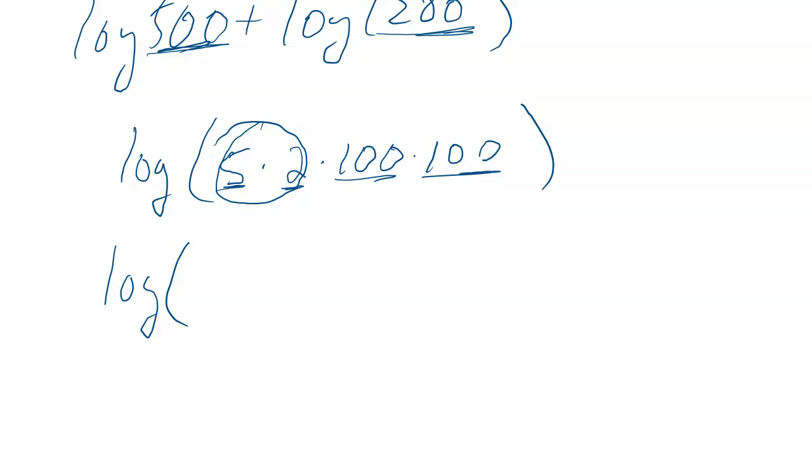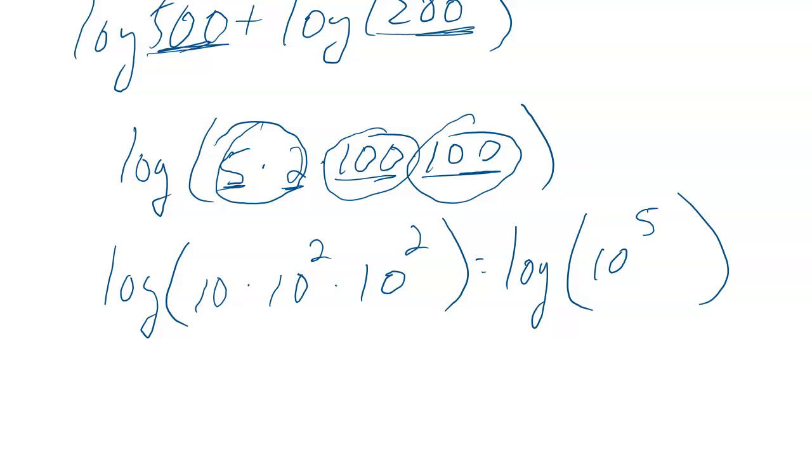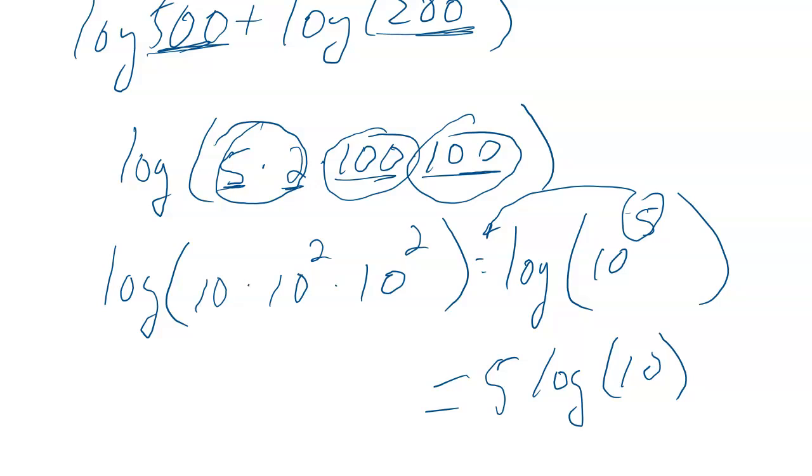Anyways, I would do this: 5 times 2 is 10. I would do this as 10 squared, and I would do this as 10 squared. When we're multiplying, we keep the base and we add the exponents, so this would be 10 to the 5th power. And I'm going to bring down the 5 here, and so this is 5 log base 10 of 10. And so log base 10 of 10 is just 1, so this answer is just 5.